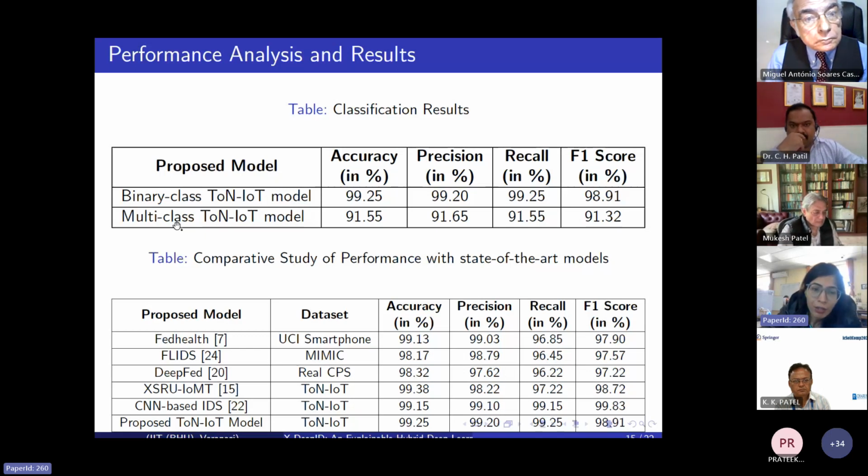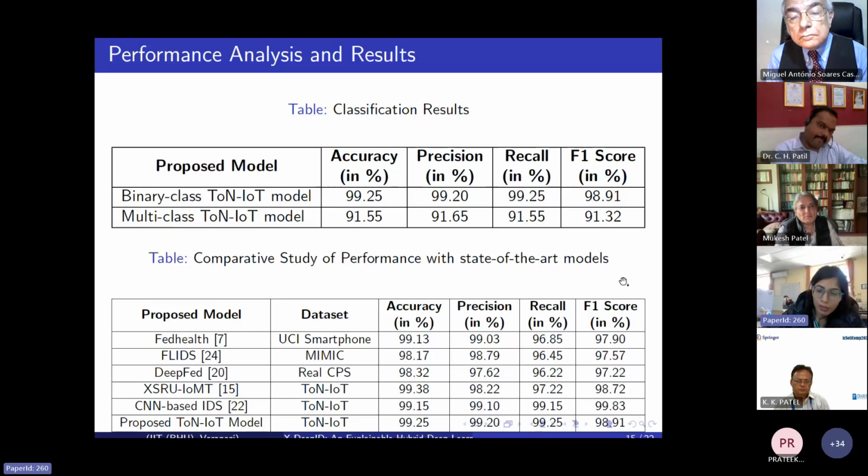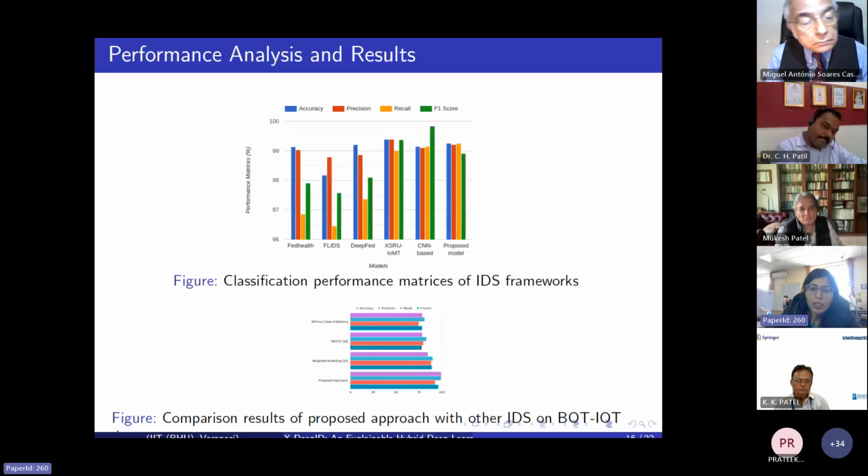For multi-class, we have taken 5 classes, and we have compared our methods with the state-of-the-art methods, and we can see our proposed methods give good accuracy compared to the state-of-the-art methods. These are the graphs of the classification performance metrics of the IDS framework: the accuracy graph, the precision graph, the recall graph, and the F1 score. This is the graph of our proposed methods. Here we can see our accuracy is good compared to other methods.